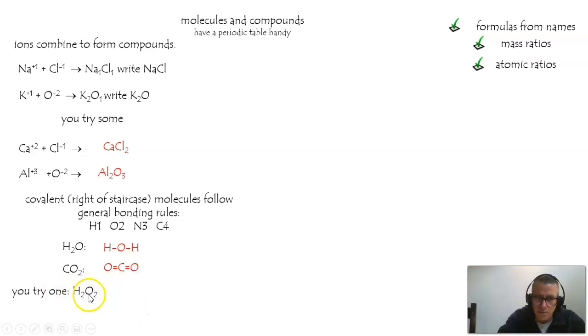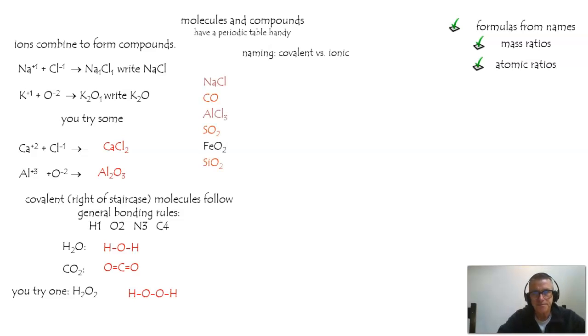Try drawing H2O2. This is hydrogen peroxide. Notice it's not water. And there's only one way to do it. The oxygens form the largest number of bonds at 2, so put them in the center. They both have 2. Put your hydrogens at the periphery because they only form 1 bond, and you are good to go. So now we know how to write some compounds and some molecules.